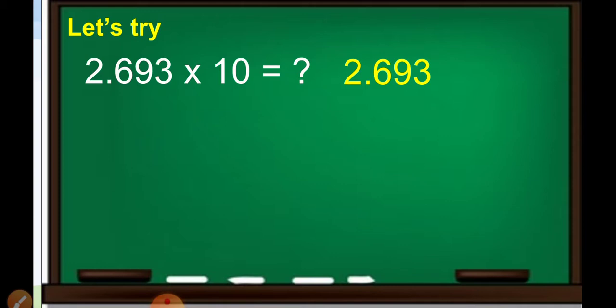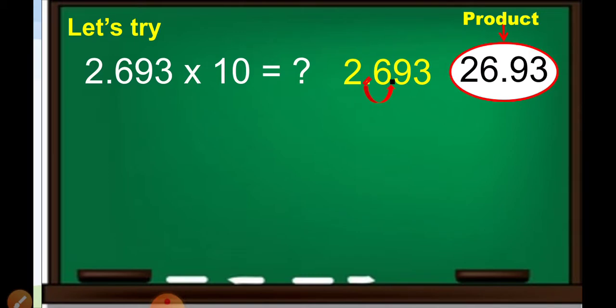Let us write 2.693. Then how many zeros are there in 10? So 1. We will move the decimal point one place to the right. Then the decimal point will be transferred there between 6 and 9, and the given decimal point will be cancelled. And the final answer, or the product, is 26.93 or 26 and 93 hundredths.